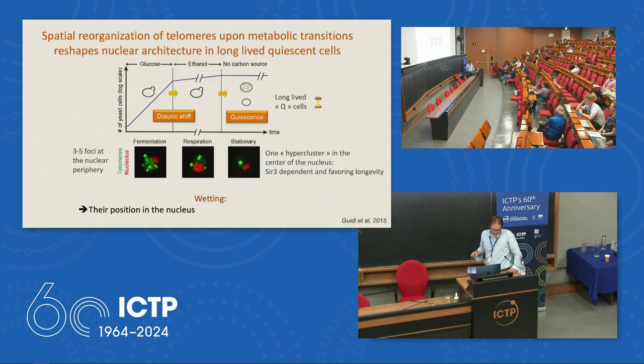And they're interesting because they change along the growth cycle. In particular, there are many clusters at the nuclear surface in exponential phase, and they end up with one single cluster in the stationary phase after several days, in the center of the cell. And on top of that, there are known anchors of the telomeres to the envelope, and we can change them, and we can see that in certain conditions, we can switch from this to that by removing the anchors.